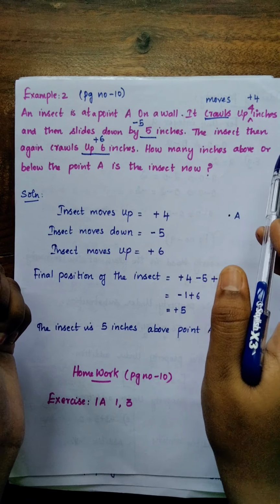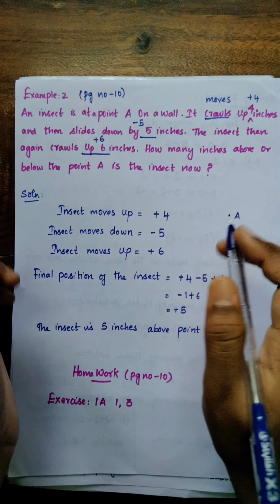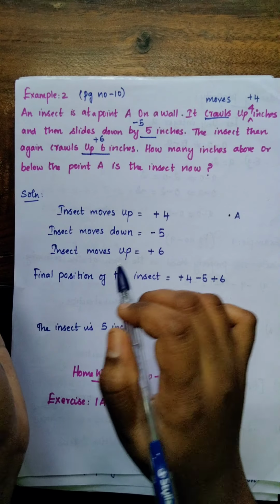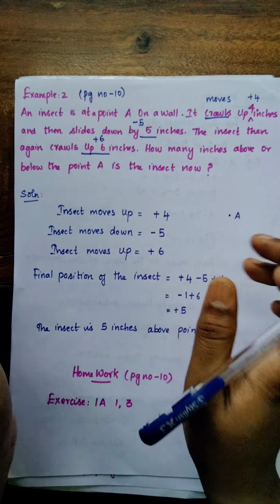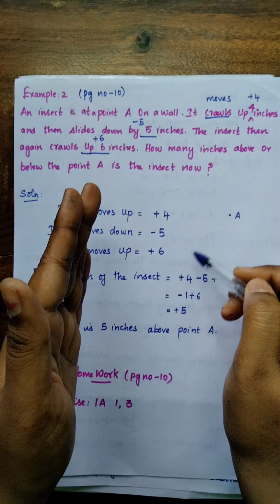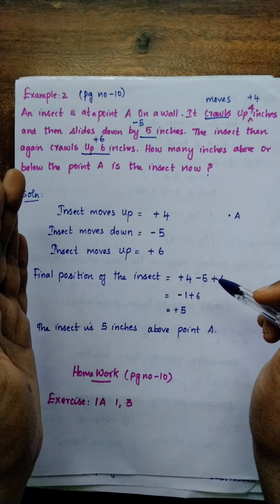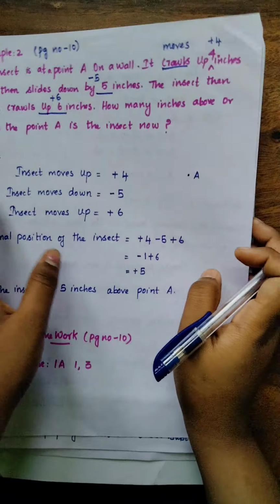Then the insect again crawls up. Insect moves up is equal to plus 6. Again it is moving upwards, right? We are going to find the final position of the insect. So the final position of the insect is equal to, we are going to add all the numbers, that is plus 4, minus 5, plus 6.